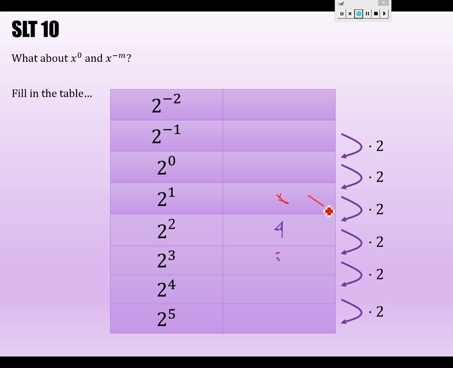What's the rule for x to the negative m? 1 over 2 to the thing. Yeah, 1 over 2 to the thing. Or on your paper, you'll write, what? 1 over x to the positive m, right?